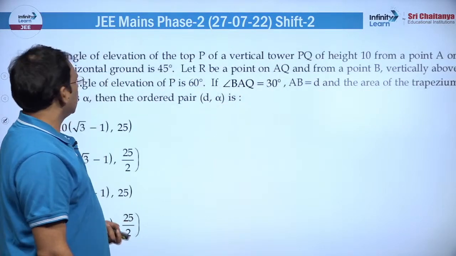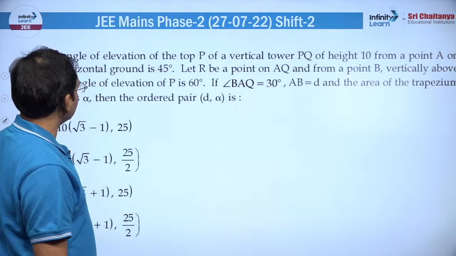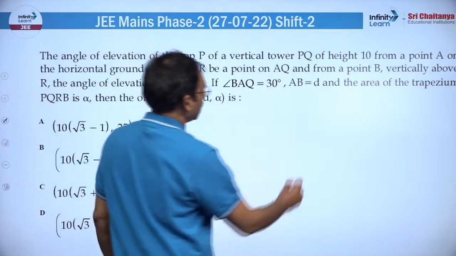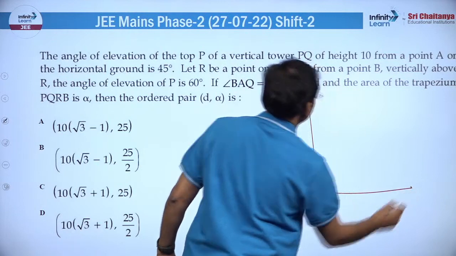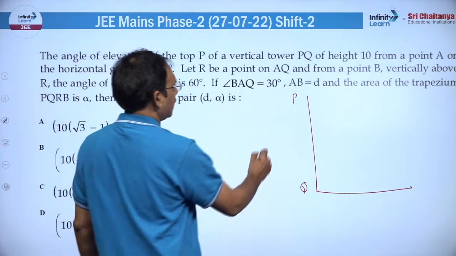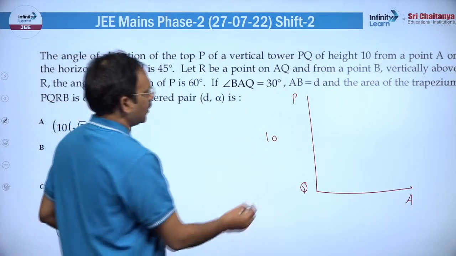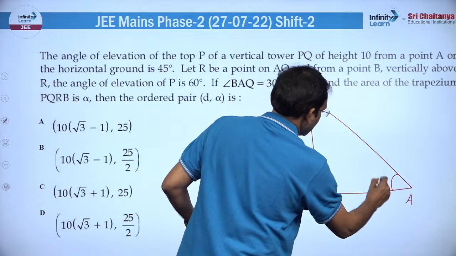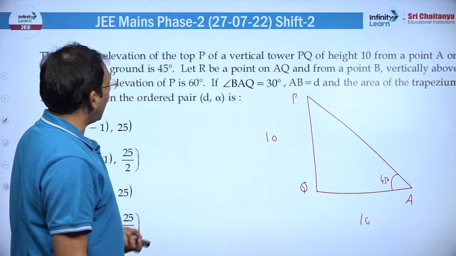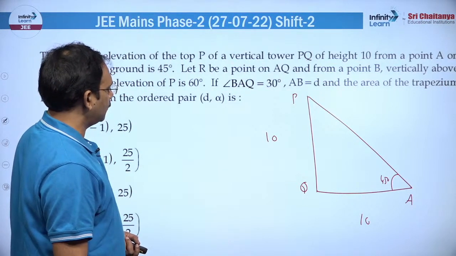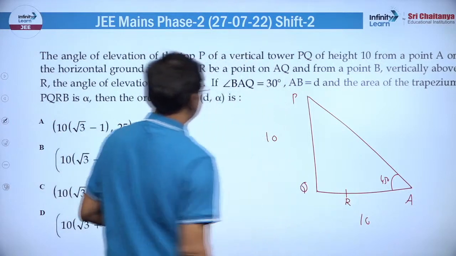Next friends, this is a heights and distances related problem. The angle of elevation of top P of a vertical tower PQ of height 10 from a point A on the horizontal ground is 45 degrees. That means this angle of elevation is 45 degrees. Obviously, this is going to be 10. Next, R be the point on AQ. So on AQ there is a point called R.